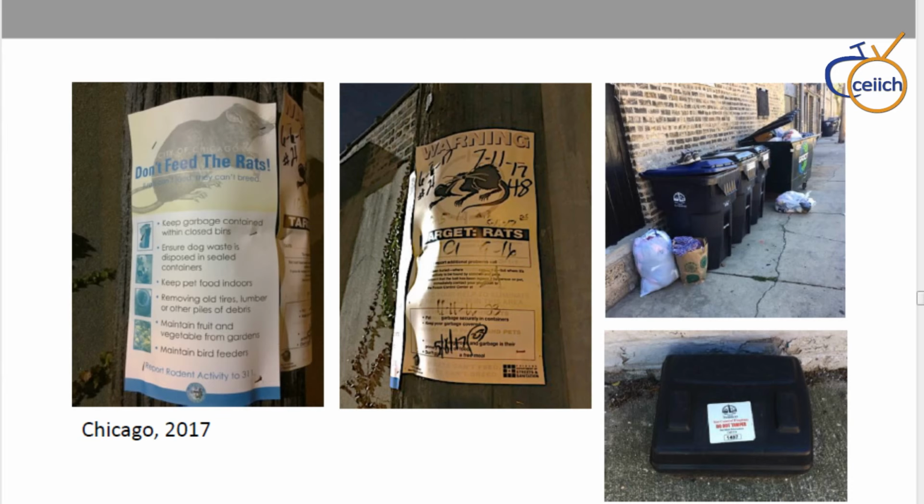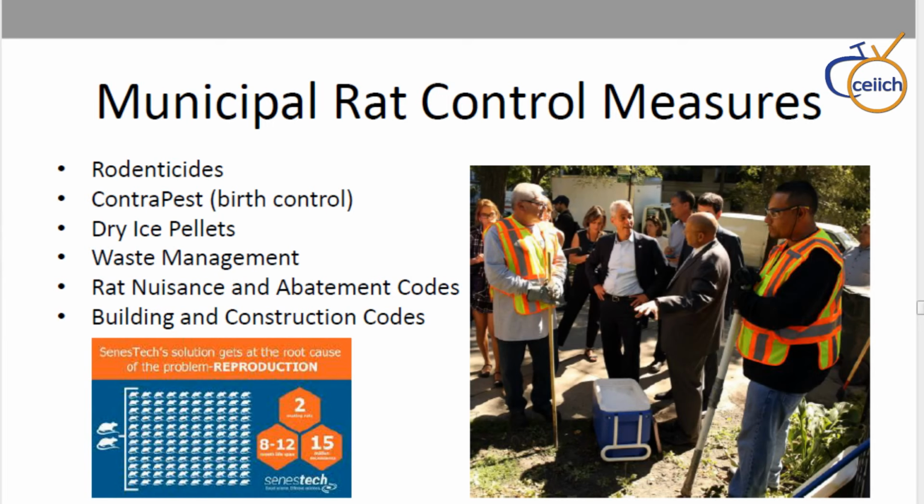The more modern approaches to rat control include something called ContraPest, which is a form of birth control. So apparently this will not kill the rats, but it'll make them sterile so they can no longer have babies. I guess it's more humane. A form of rat eugenics, I suppose. And then you have dry ice. Chicago made a big deal out of how they're going to take on this program of using dry ice. So you put the dry ice down in the rat holes, and the fumes from the ice cause the rats to suffocate, and then they die peacefully in their homes.